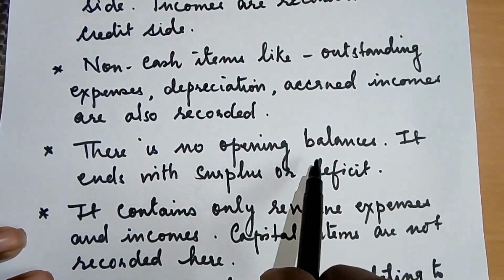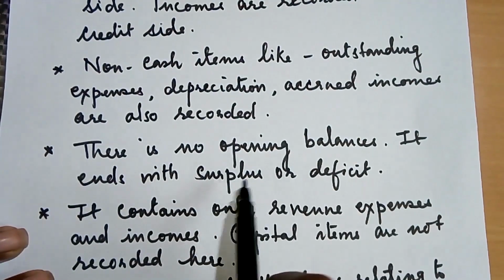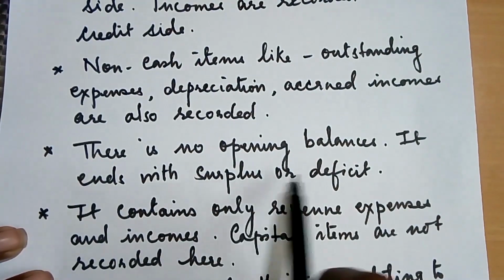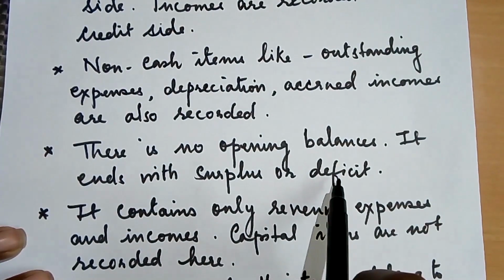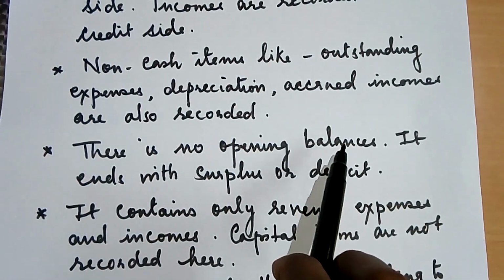There are no opening balances. It ends with surplus or deficit. If it is a profit, we call it surplus. If it is a loss, it is a deficit. We will not put in any opening balances as we did for the receipts and payments account.